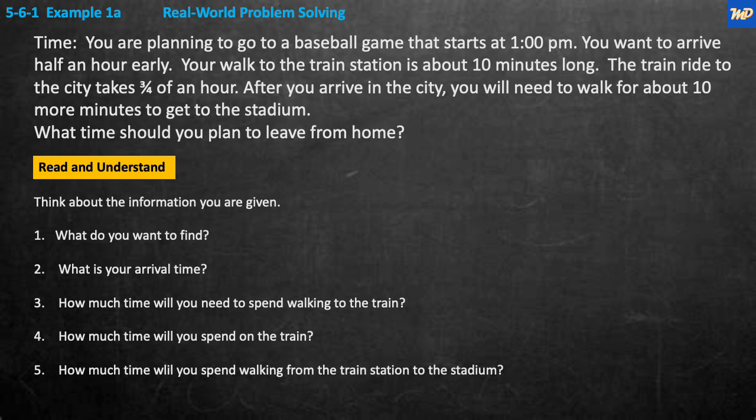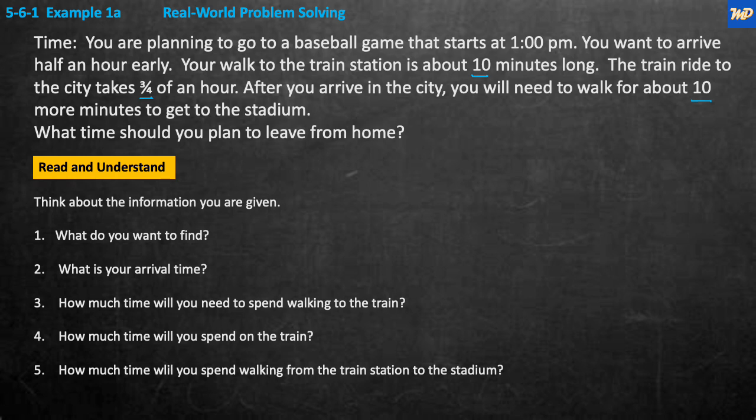What we're going to do is plan to go to the baseball game that starts at 1 p.m., and you want to arrive 1/2 hour early. Your walk to the train station is about 10 minutes, so that's important. That's from your home to the train station. The train ride is 3/4 of an hour, and after you arrive in the city, you'll walk another 10 minutes to get to the stadium. What time should you plan to leave home? So there's the question. What time should you plan to leave home to make all of this work?